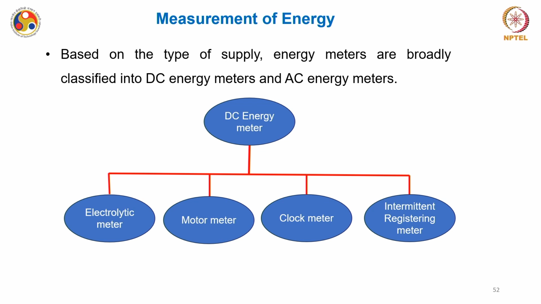Based on the type of supply, energy meters are broadly classified into DC energy meters and AC energy meters. DC energy meters are also of various types like electrolytic meters, motor meters, clock meters, intermittent registering meters and so on. AC meters again are divided into single phase meters, three phase meters and so on. But in this course, we will be discussing two different meters. One will talk about the motor meters.